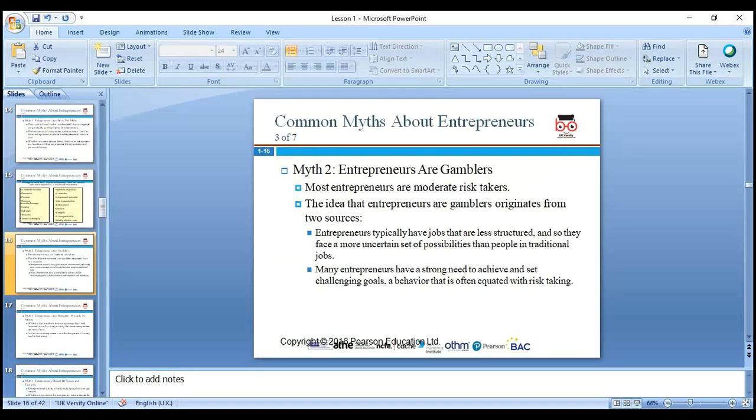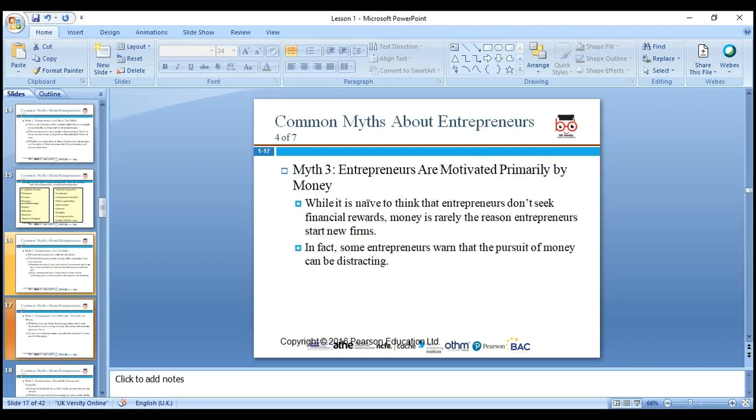Okay, second: entrepreneurs are gamblers. Some authors thought they are gamblers. The idea that entrepreneurs are gamblers originates from two sources. Entrepreneurs typically have jobs that are less structured, so they face a more uncertain set of possibilities than people in traditional jobs. Many entrepreneurs have a strong need to achieve and set challenging goals, behavior that is often equated with risk taking. Third, entrepreneurs are motivated primarily by money.